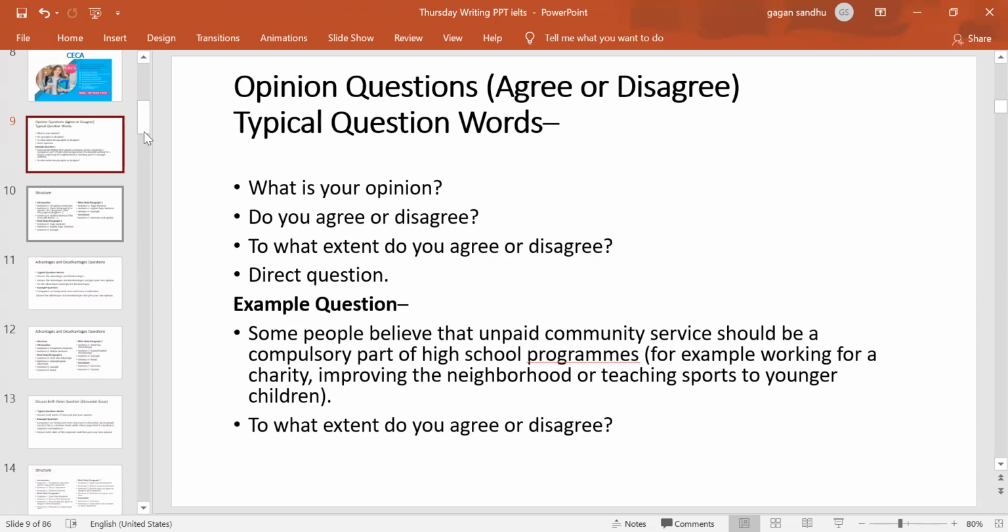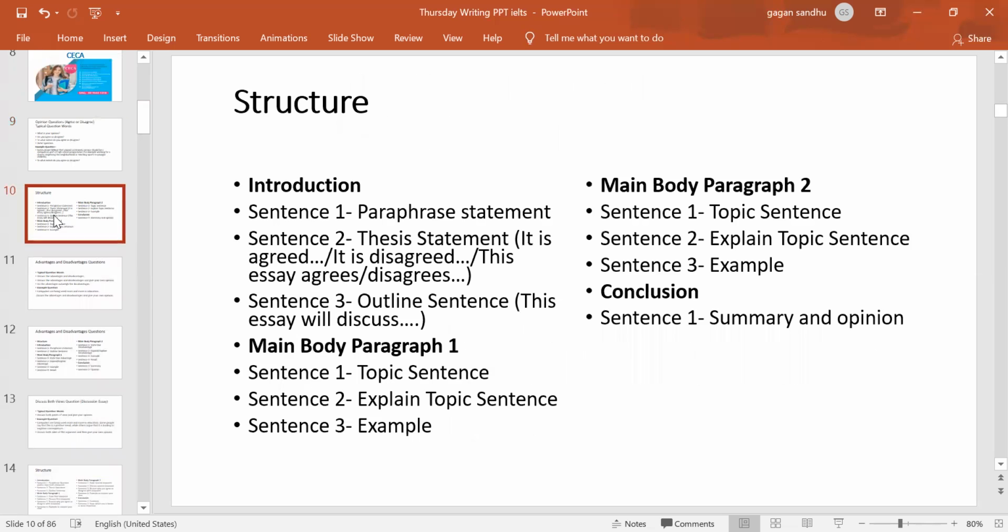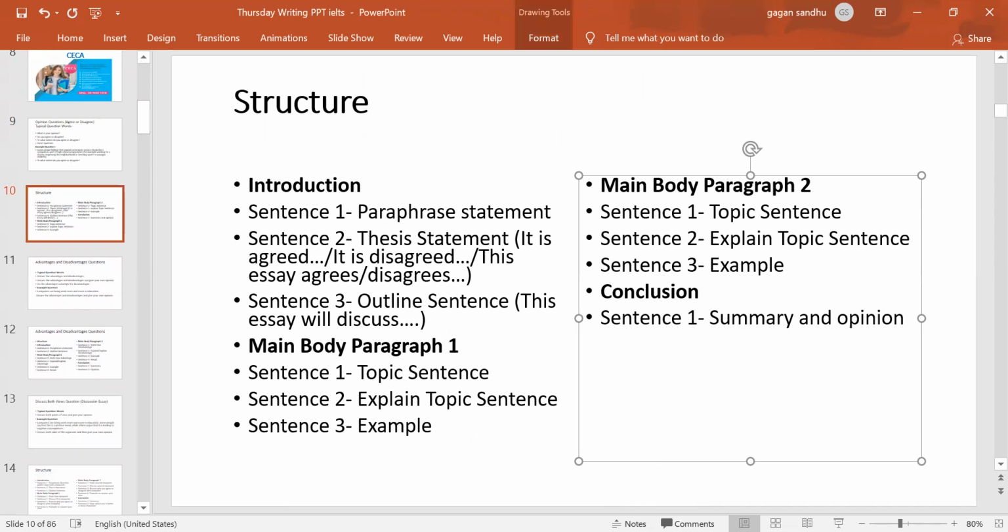And if opinion questions are your essays, this is the structure you will be following. So as per the 4 paragraphs, it will have an introduction, main body paragraph 1, main body paragraph 2, and then a conclusion. As per the paragraphs, I have also mentioned the sentences, what you are writing in each sentence, and that's how you actually present to the examiner what they are after in your essays.